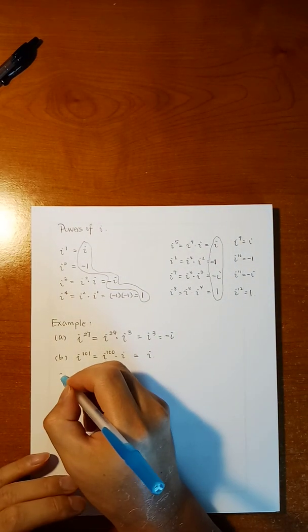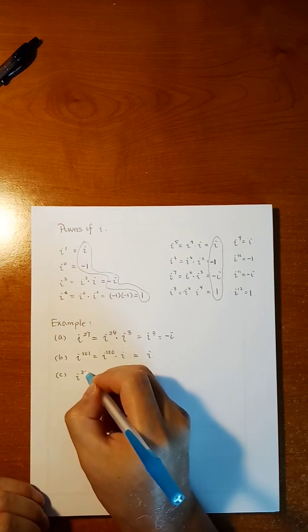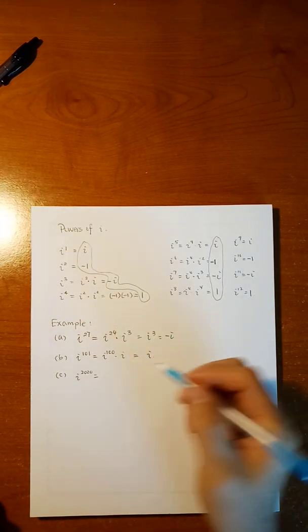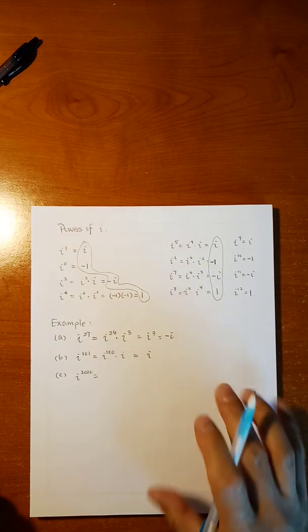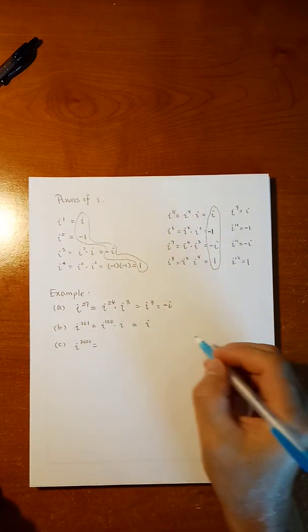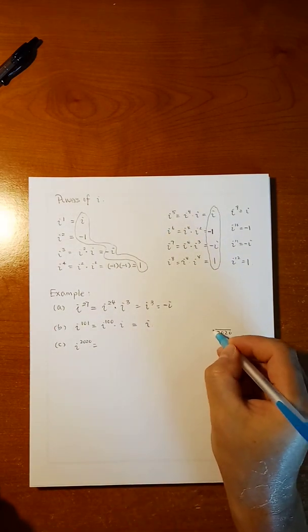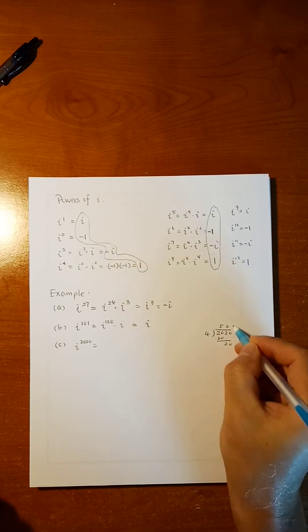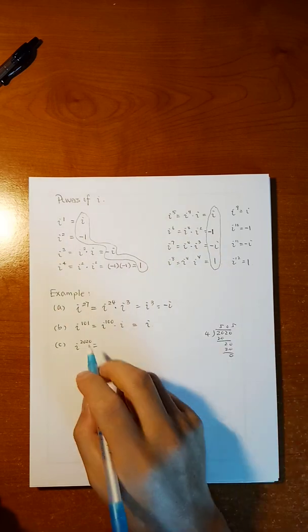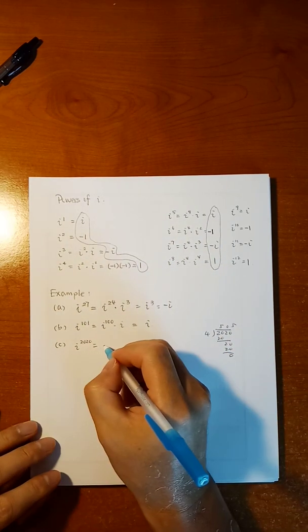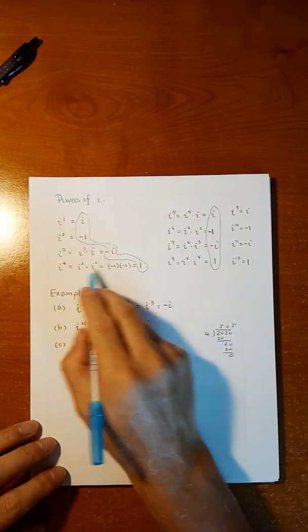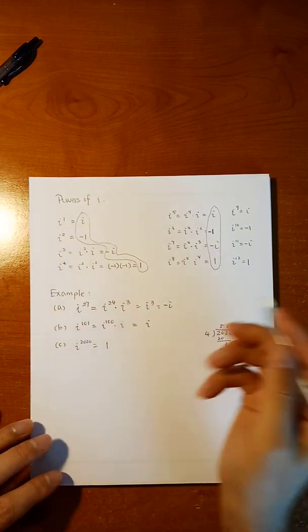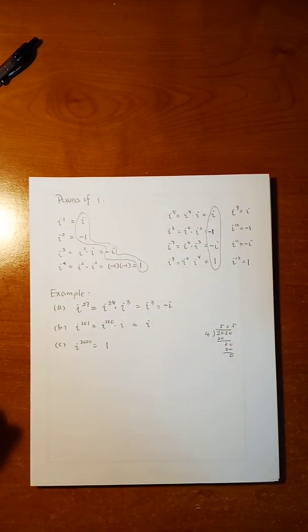Okay, so let's continue this. For example, this year is 2020. For 2020, we know that 2020 is a multiple of 4. So i to any multiple of 4 is equal to 1. i to the 2020 is equal to 1. All right.